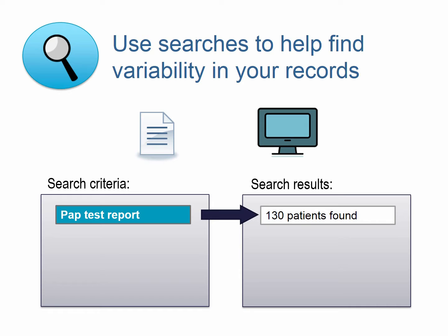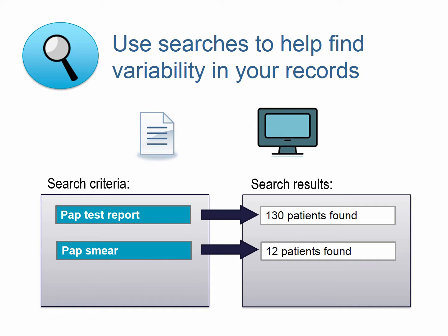But an electronic feed from a lab may automatically code Pap test results using its own unique terminology. One example would be the term pap smear under the category lab values. Running a search for this type of report may bring up 12 patients. This tells you that even though it's not as common, you will need to include this criteria in your searches if you wish to accurately find patients due for cervical screening.